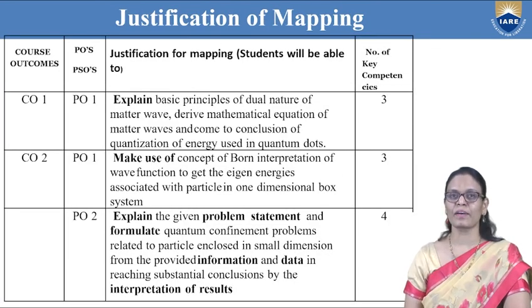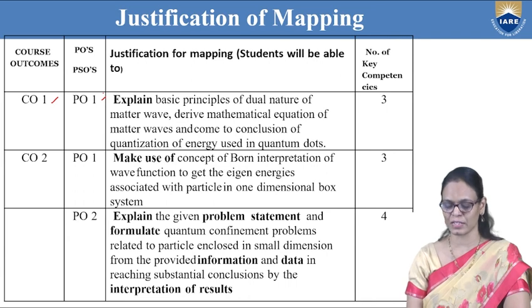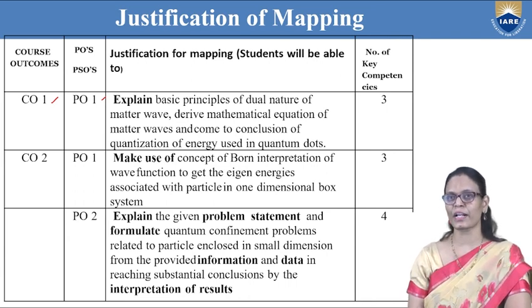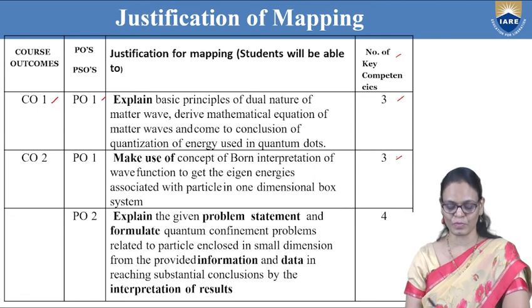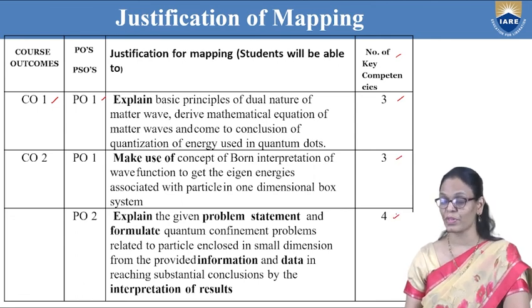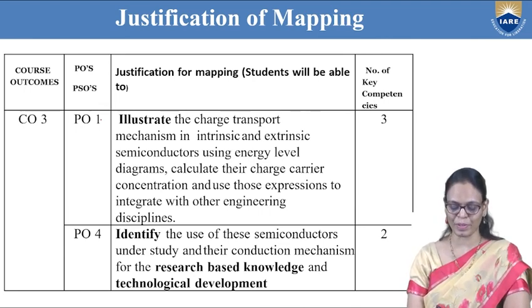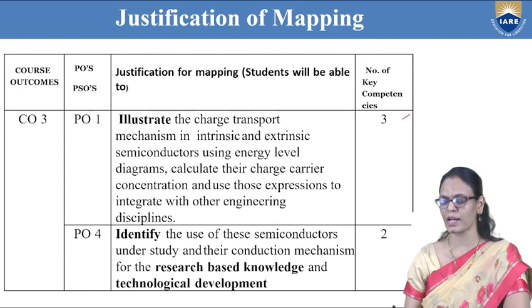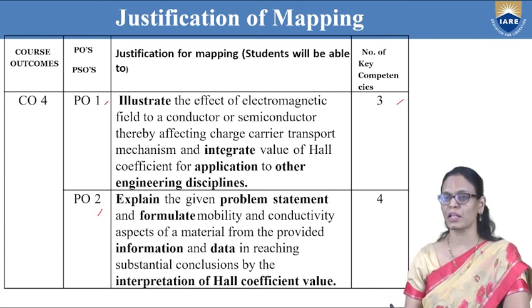Now, here we also have the justification of why and how we are trying to map this CO with PO, which we may not discuss in detail. It is just for an understanding of the number of key competencies that are there. For CO1, there are 3. For CO2, there are 3 for PO1 and 4 for PO2. What are the competencies we are trying to understand? Then CO3 is mapped to PO1 and PO4. The key competencies are 3 and 2. CO4 is mapped to PO1 and PO2 with key competencies 3 and 4.